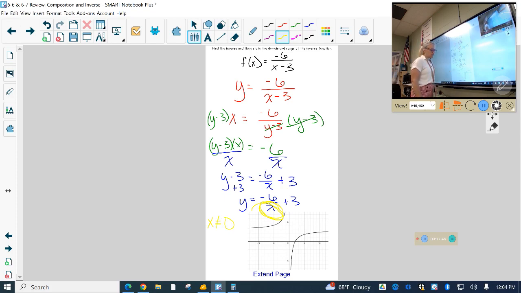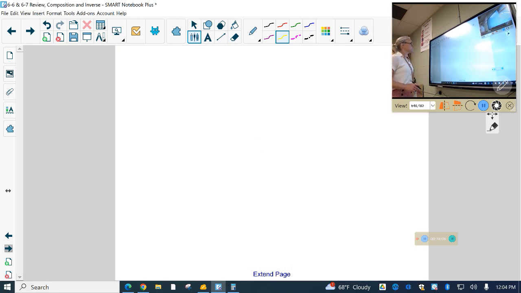So you could say it's all real numbers except x cannot be 0. Or you can say it goes from -infinity to 0, and then it starts from 0 and goes to positive infinity. But it never actually equals 0. Okay? And then we don't need the range. And that's it.